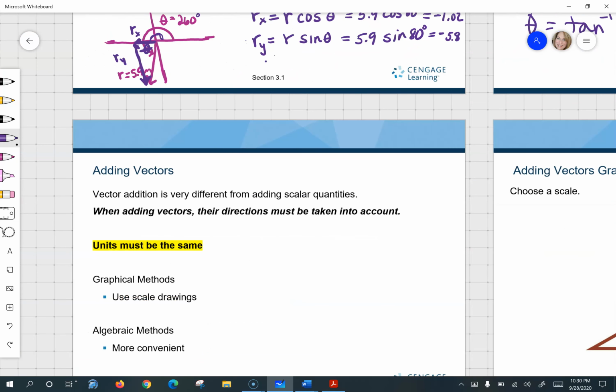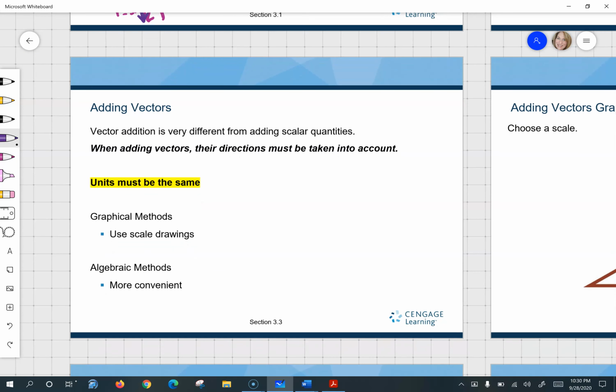Alright, let's keep moving. Little notes about vectors. When you're adding vectors or subtracting vectors, their directions must be taken into account. The units have to be the same. So you can't add a displacement and a velocity vector. You have to add ones with the same units.